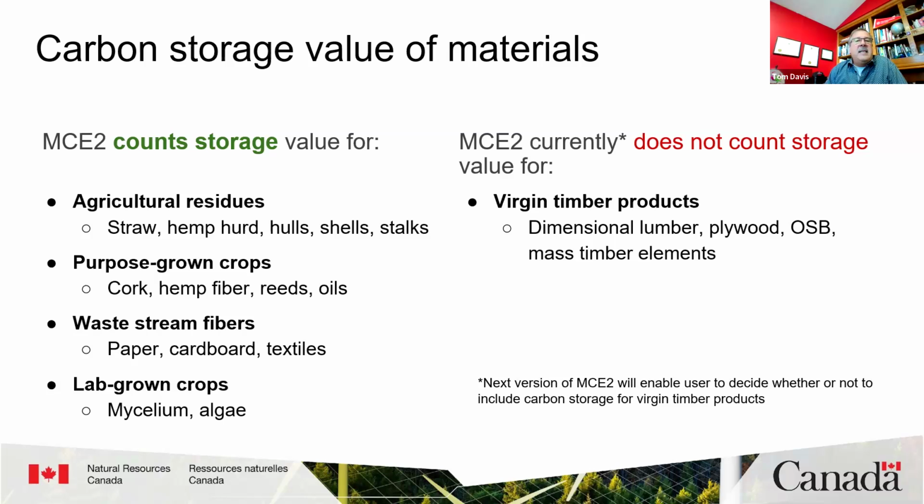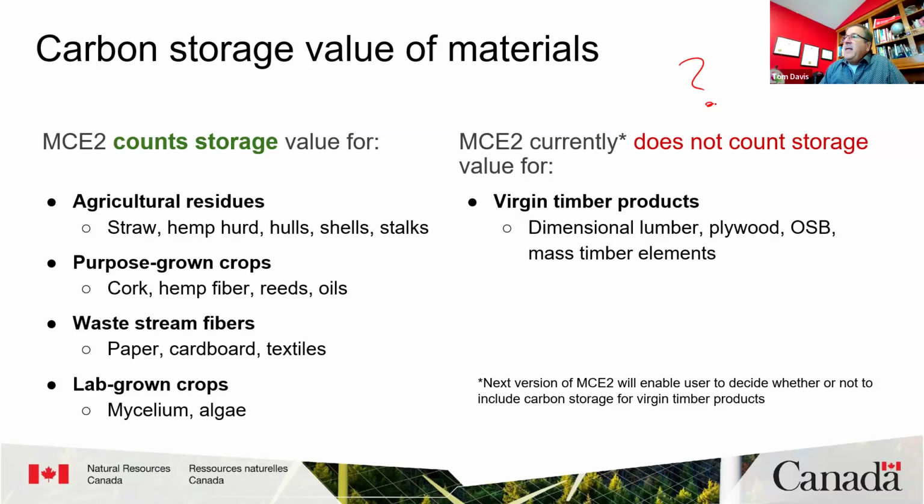We're constantly debating it, and it's based on the scientific uncertainty about the climate impacts of forestry and the definitions of sustainable forestry used to differentiate between products harvested in a way that damages the climate versus helping the climate. The next version of MCE squared will allow the user to decide whether or not to include carbon storage values for these products. So on this slide, what I just finished talking about is the timber.